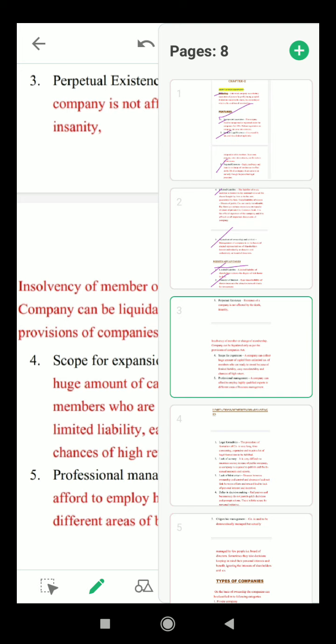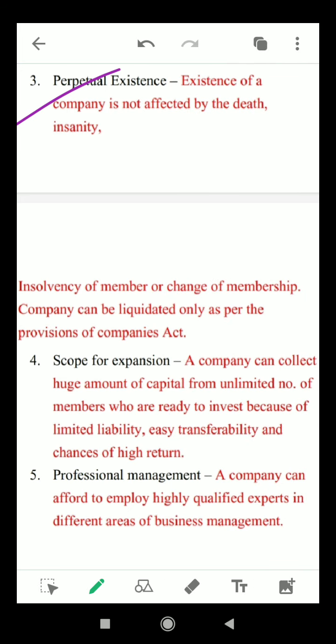Then next is perpetual existence. The existence of a company is not affected by the death, insanity, or insolvency of members, or change of membership. A company can be liquidated only as per the provisions of the Companies Act. We already discussed that. See, when a company is incorporated, it becomes a separate legal entity, and it is an entity with perpetual succession.